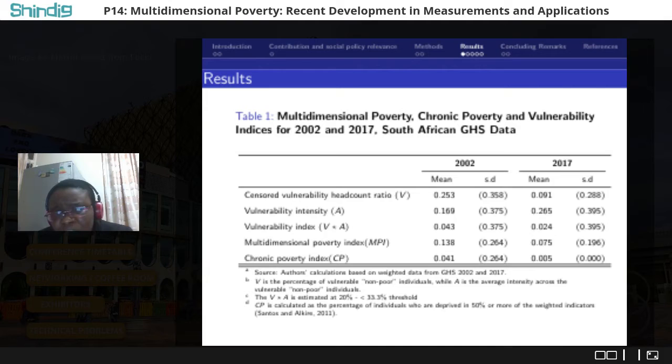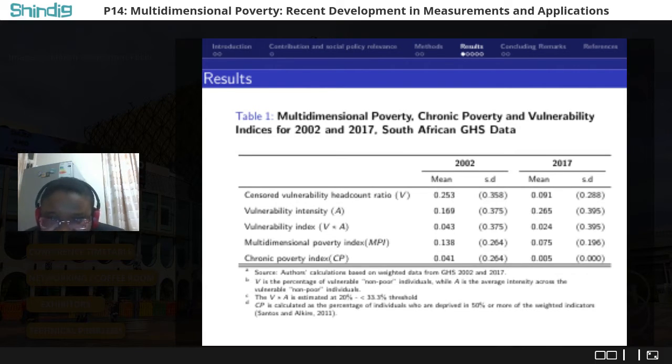The results here: the censored vulnerability headcount ratio is about 25.3% vulnerable to poverty. If you look carefully, this is the censored vulnerability headcount ratio as opposed to the conventional headcount ratio. We discovered that 23% are vulnerable to poverty, and the vulnerability intensity is about 16.9. Then the vulnerability index, which is the equivalent of the multidimensional poverty index, is about 4.3%. Then we also calculated the multidimensional poverty index, which for 2002 is about 13.8.